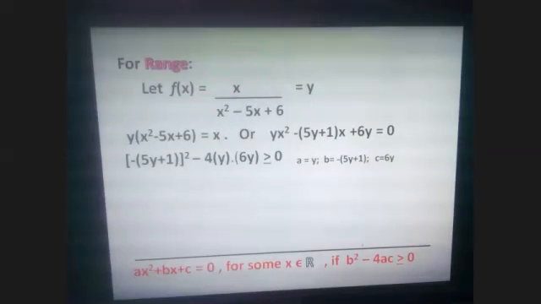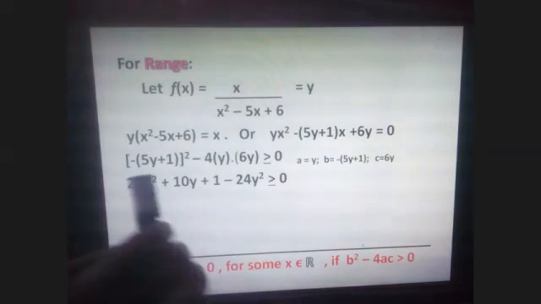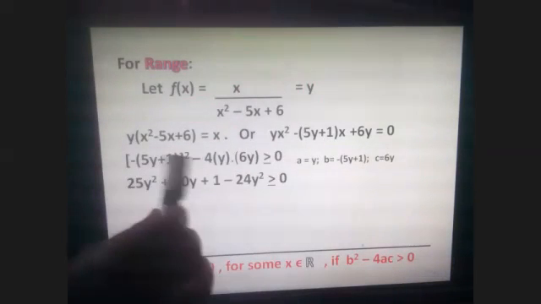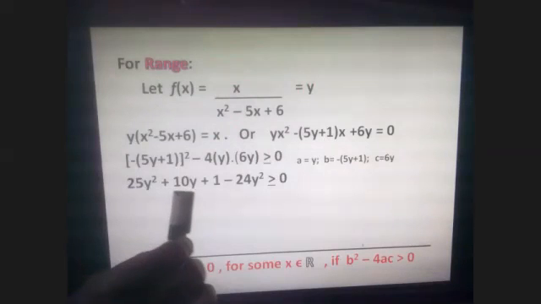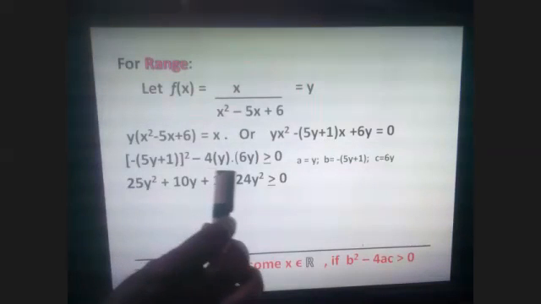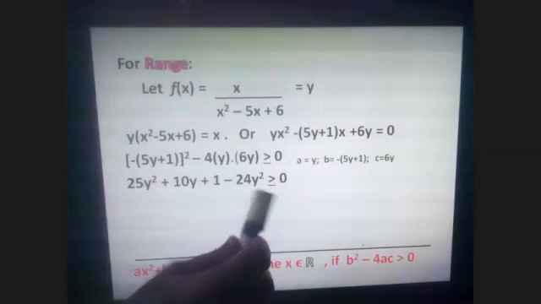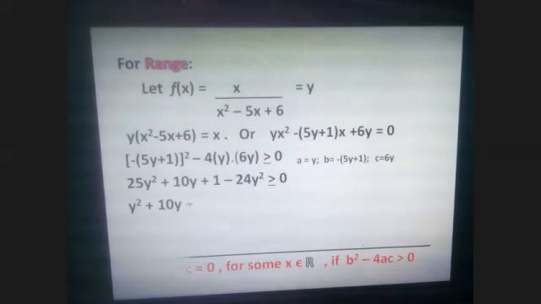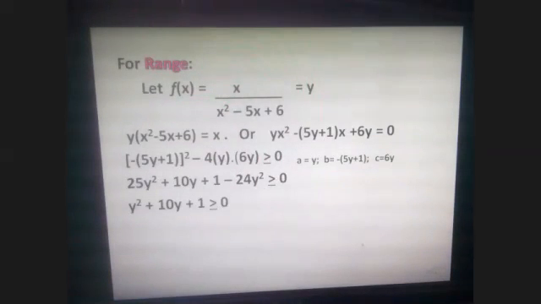Well, can you simplify this? On simplifying, this is minus y squared plus 25y squared plus 10y plus 1 minus 24y squared more than or equal to 0, or that means y squared plus 10y plus 1 is more than or equal to 0. I am inquiring into the possible values of y where y squared plus 10y plus 1 is more than or equal to 0.